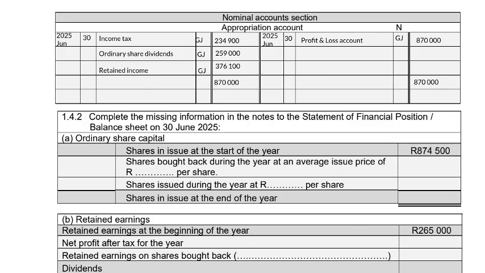1.4.2, complete the missing information in the notes of the statement of financial position or balance sheet on 30 June 2025. 165,000 shares in issue at the start of the year amounts to 874,500 Rand. 15,000 shares are bought back during the year at an average issue price of 5.30 Rand.